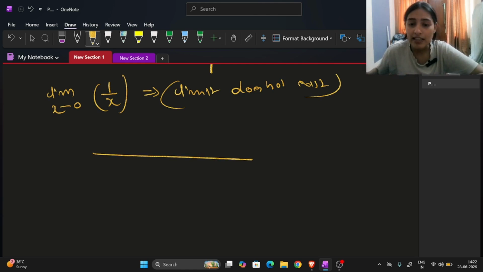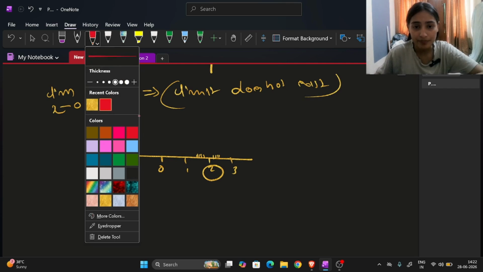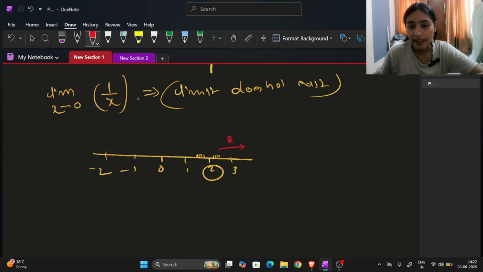So this is our scale. If you have any ruler or scale in your house, just bring it so you understand it better. It starts from 0. Now 1, 2, 3. Let's put minus 1, minus 2. We take care about these points. The right hand side is our RHS, the positive side, and the left hand side is the negative side. When LHS equals RHS, it means the limit exists.